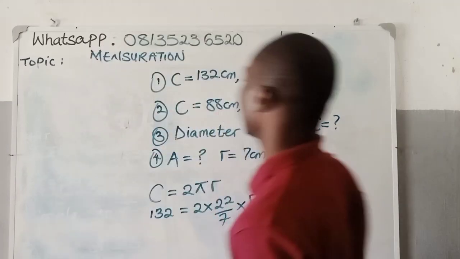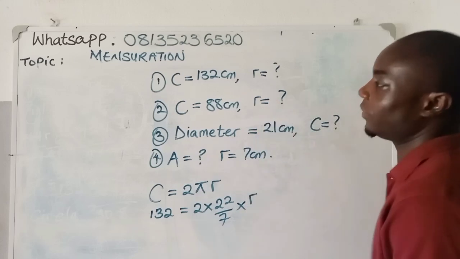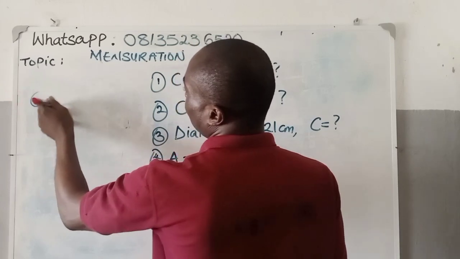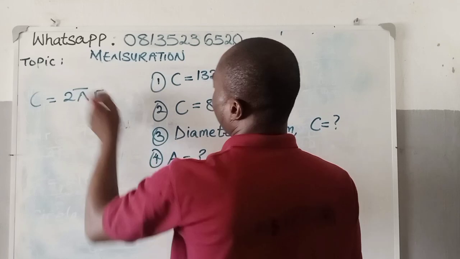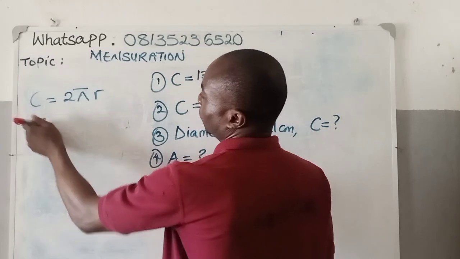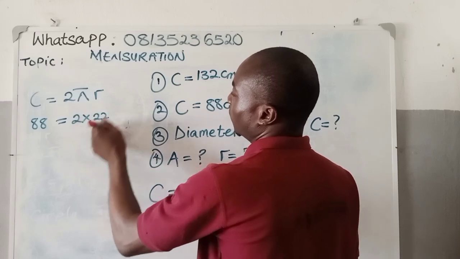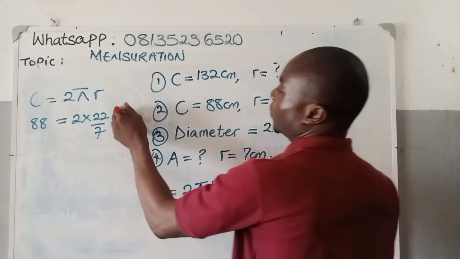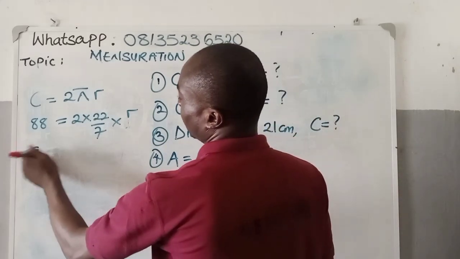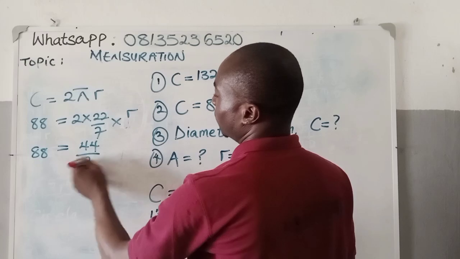So the next question says the circumference is given as 88 centimeters and the radius is unknown. So similarly, we write our formula. Circumference is equal to 2 pi r. Where we have circumference, we replace it with 88. That's substitution, which is equal to 2 times 22 over 7 times our radius. We don't know that. We're still trying to find out what the radius is. So we have 88 is equal to 2 times 22, which is 44, all over 7 times r.